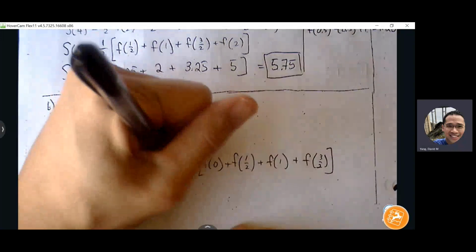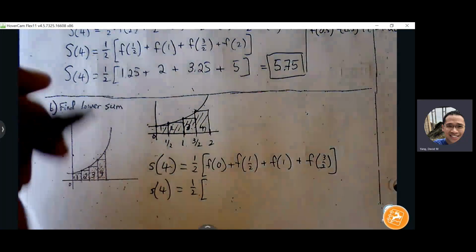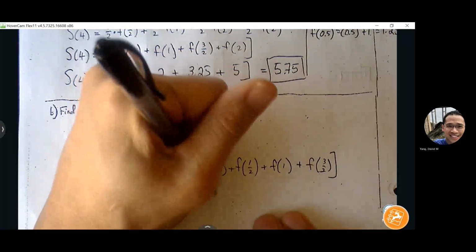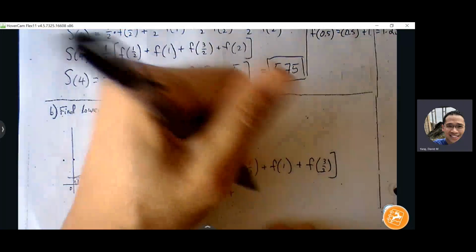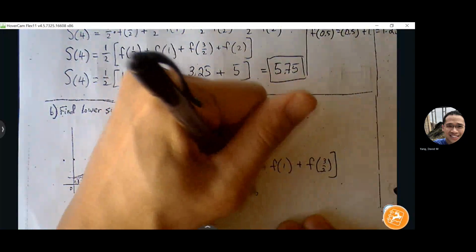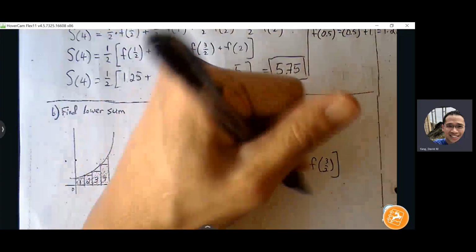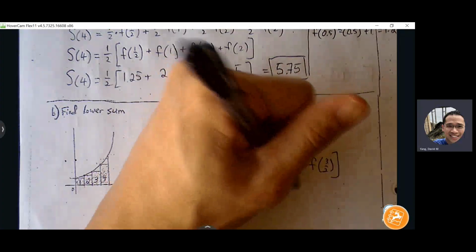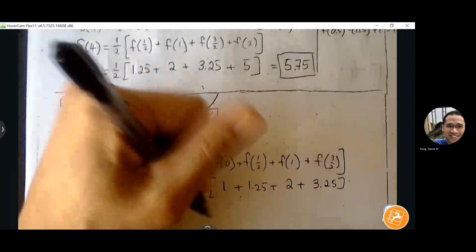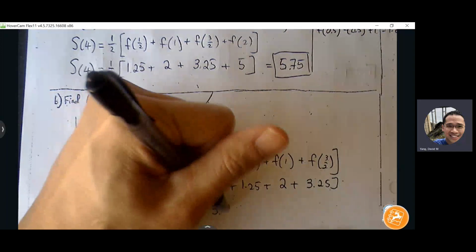Okay, so I'm going to skip all the math here. F of 0, if we were to plug 0 into the function, I would just get 1. We already have f of 1/2, which is 1.25. F of 1 is 2. F of 1.5 is 3.25. The lower sum is going to end up being 3.75.